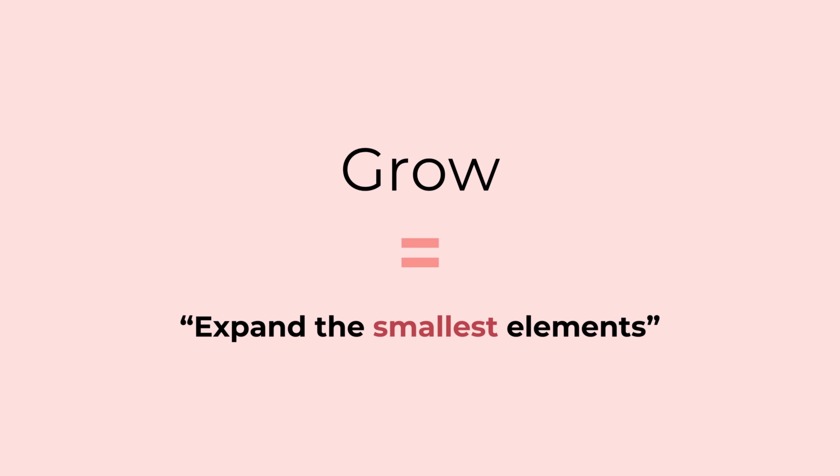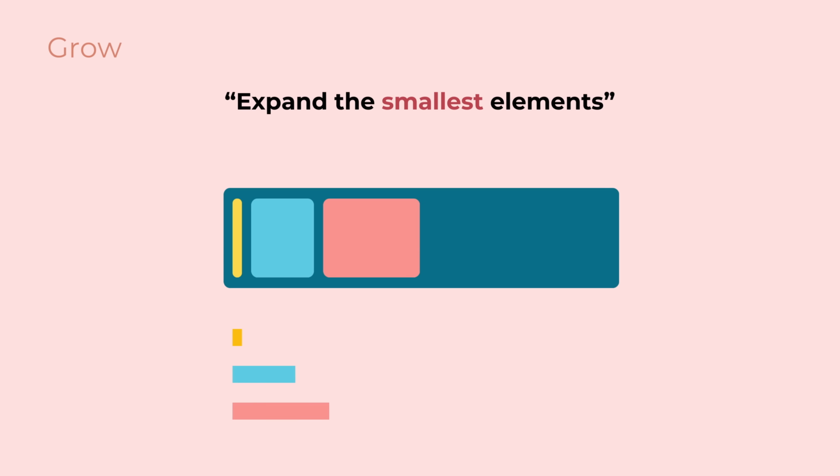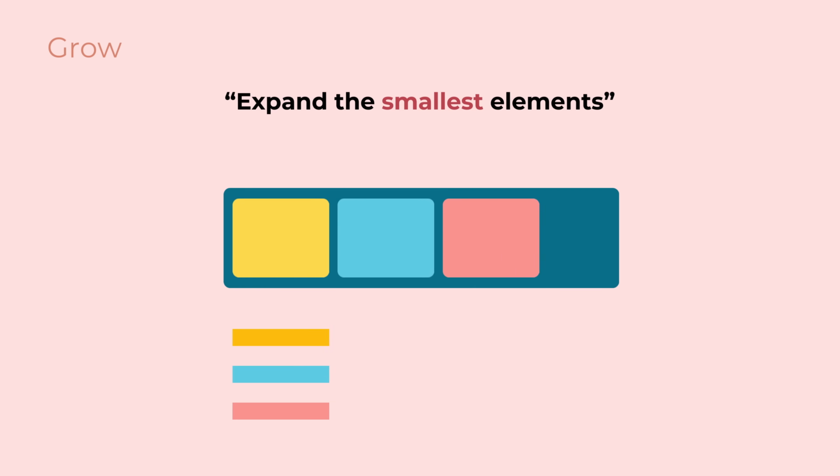So how do we actually implement this grow strategy? Well, we want all our containers to end up the same size, and so if we break it down into even simpler terms, what we're actually saying is that we want to expand the smallest elements. Let's look at it visually. As the smallest element in this container expands, eventually it will end up the same size as the second smallest element. From that point onwards, we can expand both our smallest elements equally until they reach the size of our largest element.